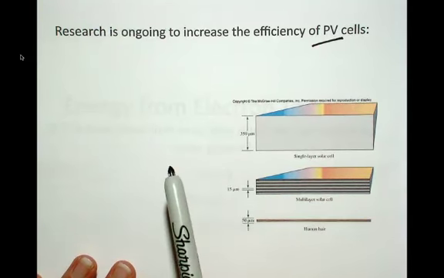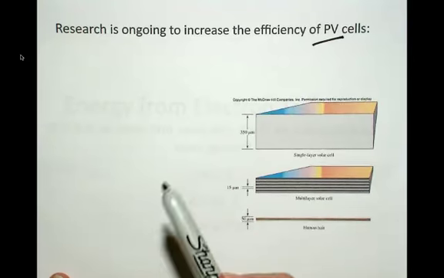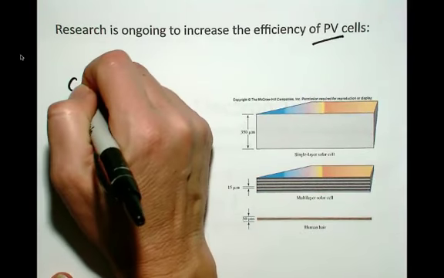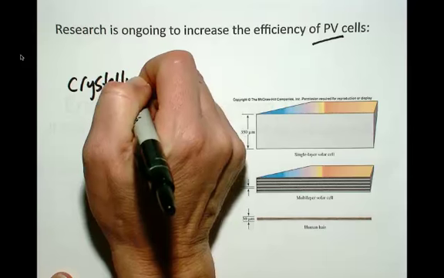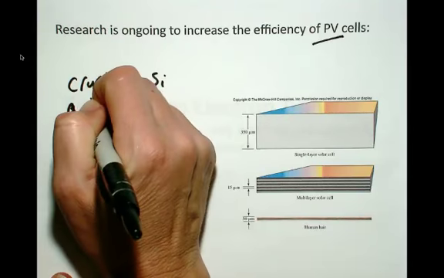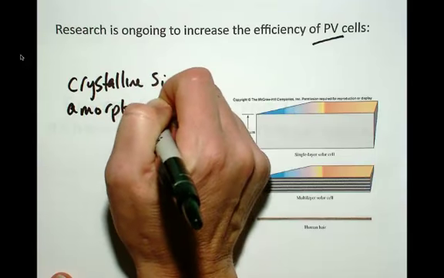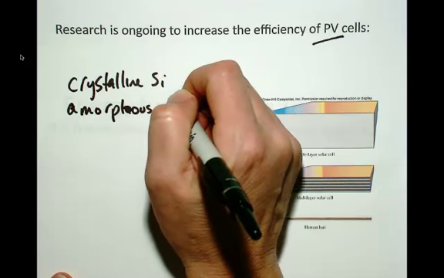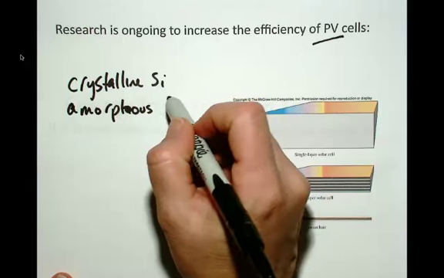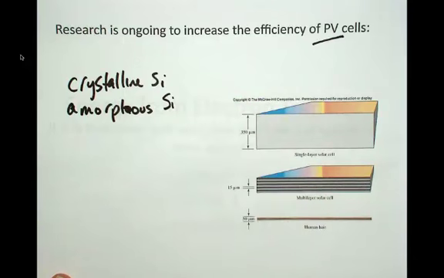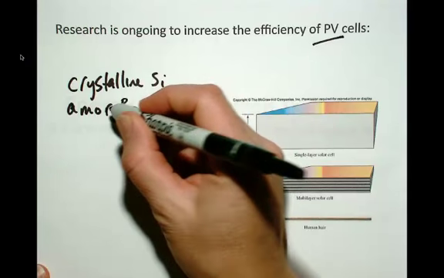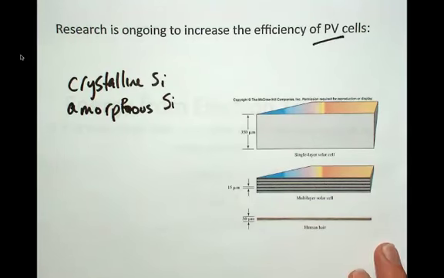And one thing they found is that you can switch from crystalline silicon to amorphous. Solids can exist as a crystalline solid, where all the atoms are arranged neatly in a crystal, or amorphous, which is a random arrangement, more like a glass would be considered an amorphous solid where the atoms aren't all lined up.